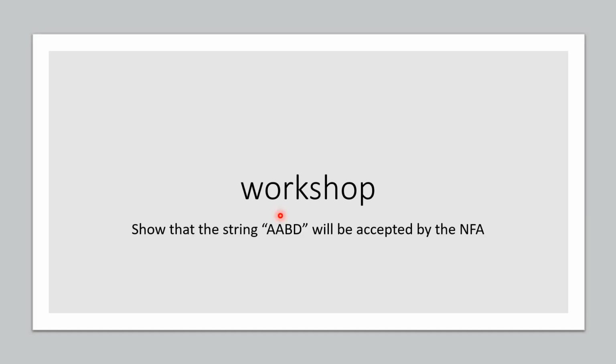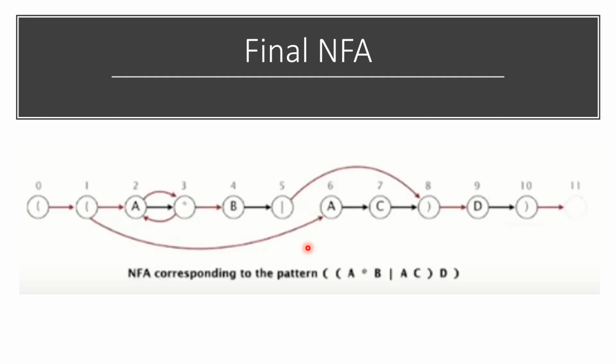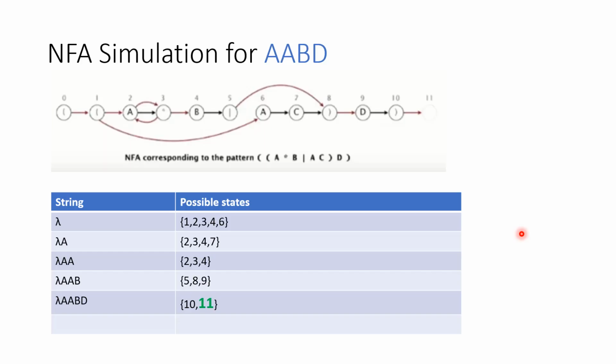So let's try to simulate the NFA. We want to show that the string AABD will be accepted by this NFA, because we know that if you look at the NFA, A, B, and then D will be accepted. Once again, A, B, D will be accepted. So let's see how we can simulate that. So here's our NFA, and what we mean by simulation is we're trying to predict what the possible states are after reading each character.